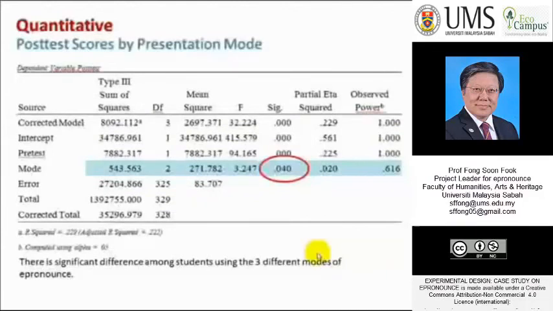Among the results that we obtain, in this case, the process scores by the presentation mode, the process score is the dependent variable showing the achievement of the students with regard to correct pronunciation, and the presentation mode referring to the three modes that we presented just now. So we can see that there is a significant difference among students using the three different modes of ePronounce.